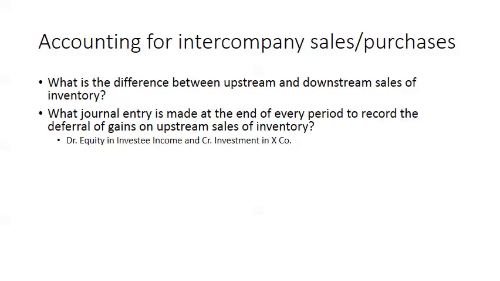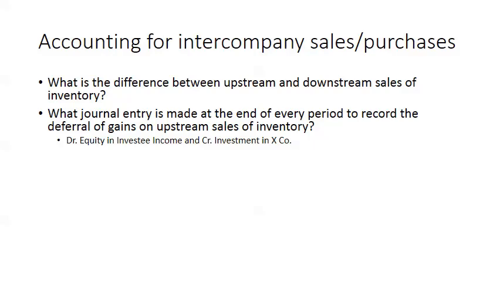So what journal entry is made at the end of every period to record the deferral of gains on upstream sales of inventory? So they're selling inventory to us. The investee sells to the investor. We have to defer the gain. Defer until when? Defer until it's sold to a third party. So how do we do that? We debit the equity in investee income and credit the investment account. What that does is defer the recognition.